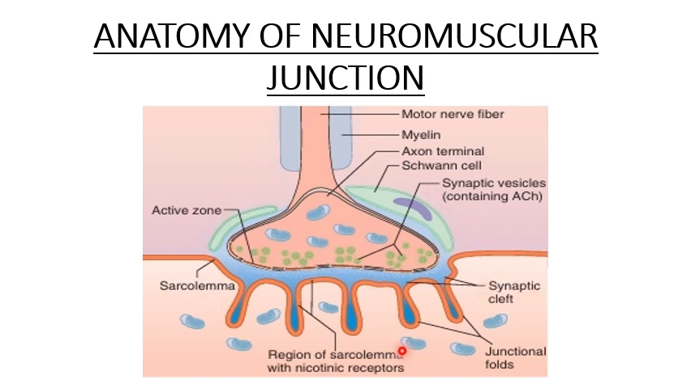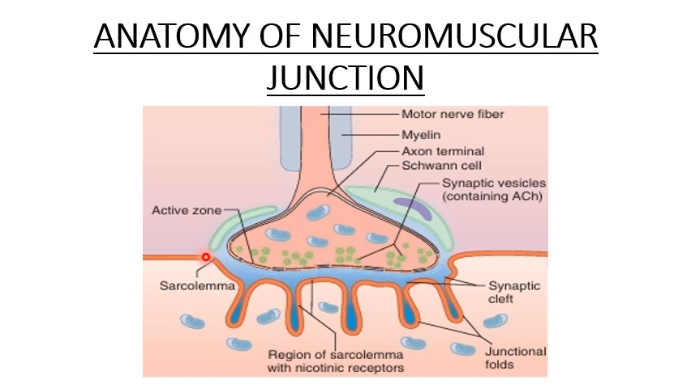So basically the neuromuscular junction contains a presynaptic membrane, a synaptic cleft, and a postsynaptic membrane. The synaptic knob is covered by Schwann cells and it contains the synaptic vesicles which contain acetylcholine.